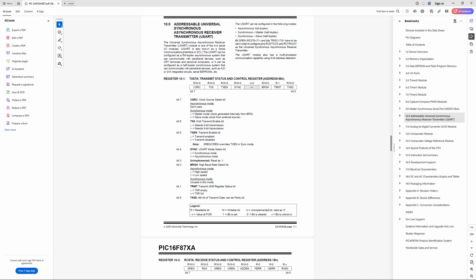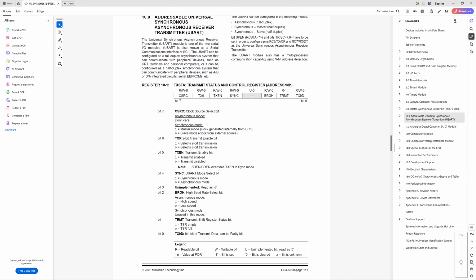One is serial communication interface, SCI. They are telling they have two modules. One is I square C, and the other one is USART. The USART can be configured as a full duplex.